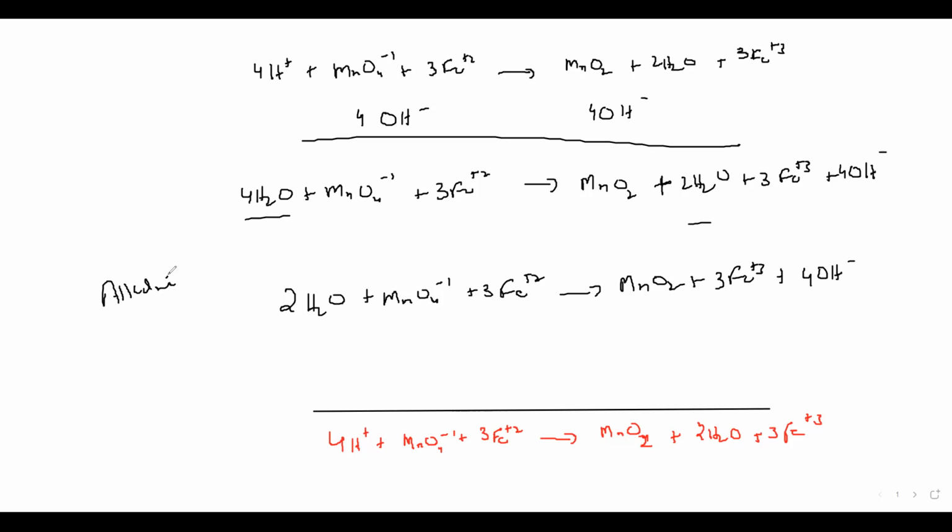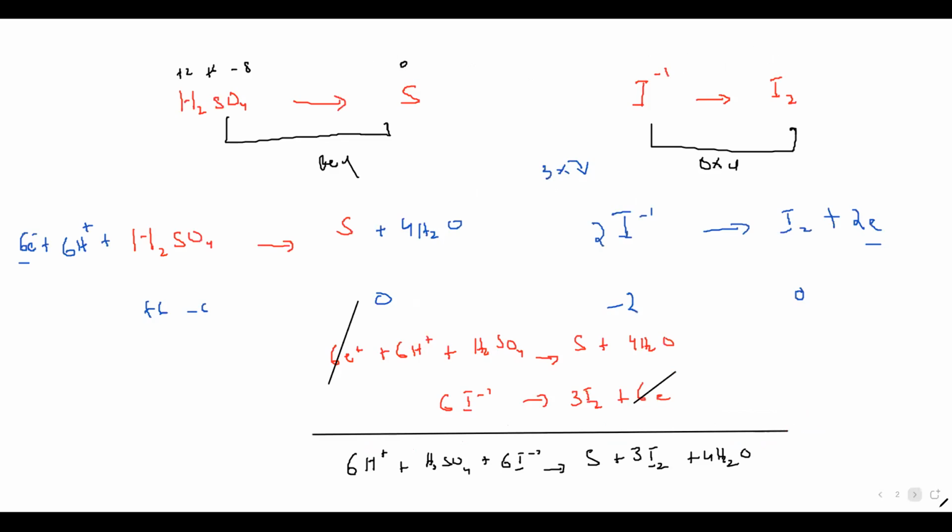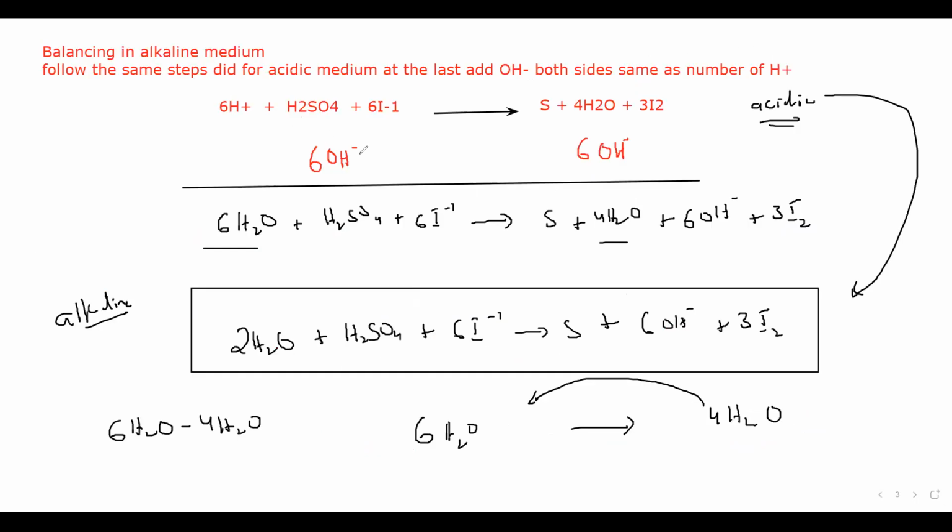Any doubt? How do you know how many hydroxide ions you should add? According to the number of protons, H plus. If there are 4 protons, add 4 OH. In the previous one, there were 6 protons, so I should add 6 OH according to the proton number.